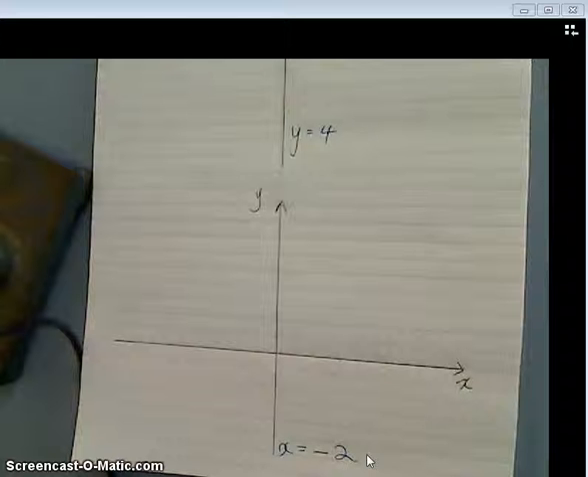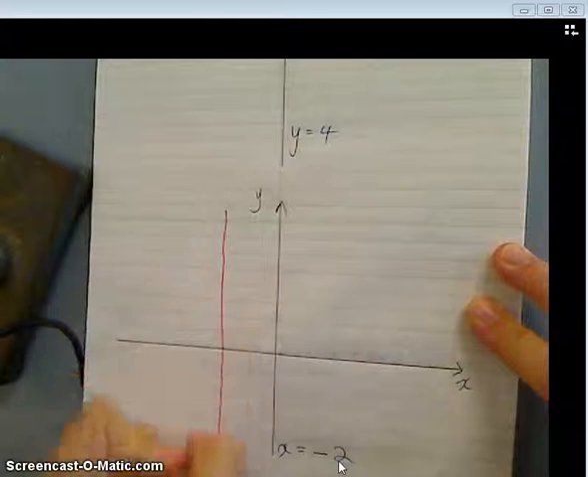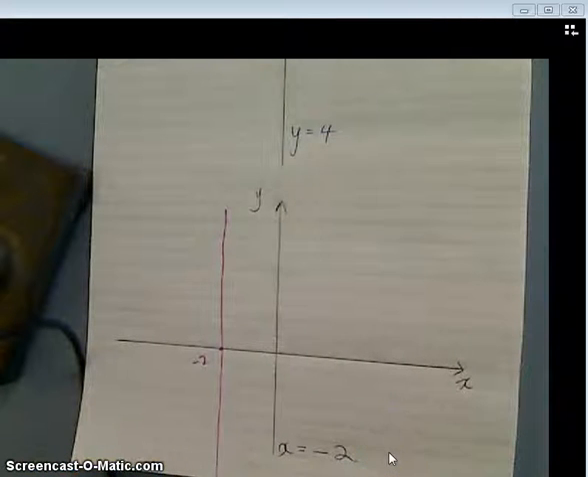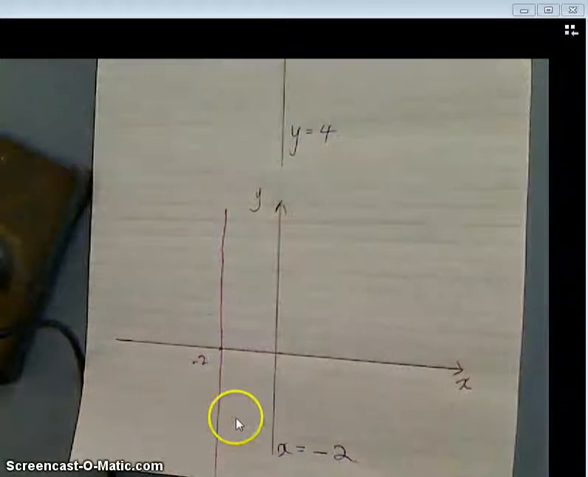Here we have x equals minus 2. This means x is always minus 2, doesn't matter what y is. We end up with a vertical line. And we say in this case that the gradient is undefined. It's not infinite, it's not 0, it's not defined.